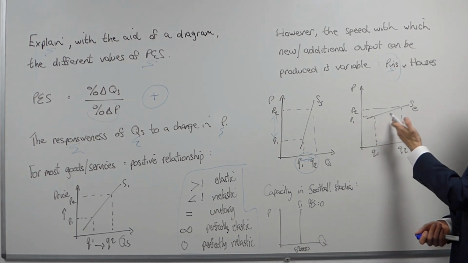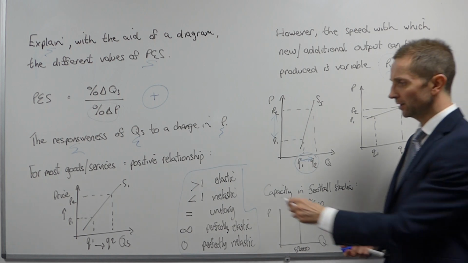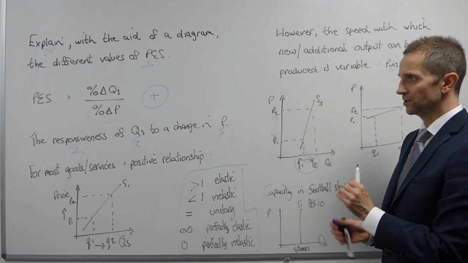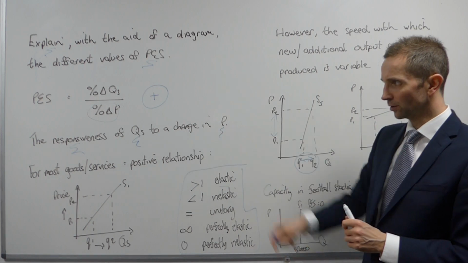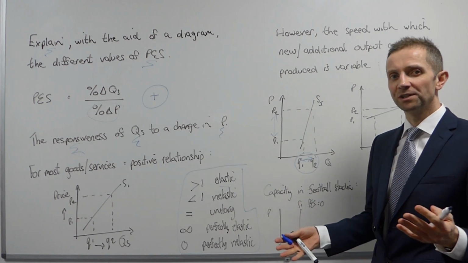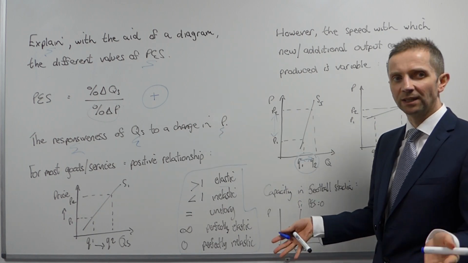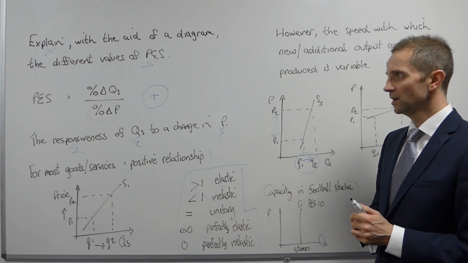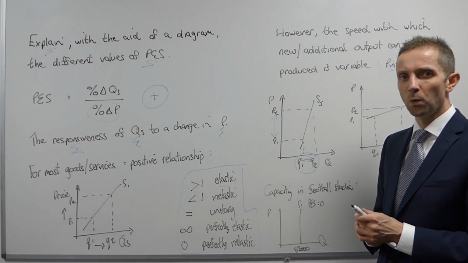What about a more elastic supply curve? Well, remember, elastic is greater than 1, so that will mean that the top line of our equation, quantity supplied, is rising faster than the bottom line. That has to be the case if the outcome of that equation is going to be greater than 1.